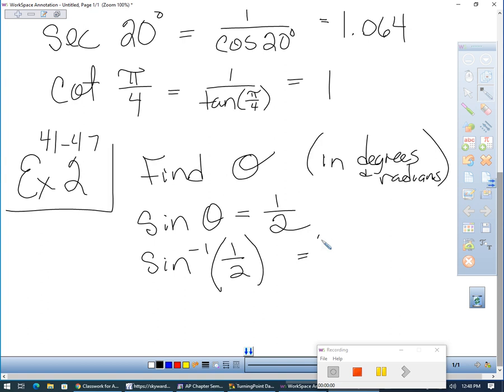30 is correct. So once you get it as 30, how do we change that 30 degrees into radian measure? Times by? Yes, we would take this 30 times by pi over 180, and you get pi over 6. So those are your 2 answers you should get.